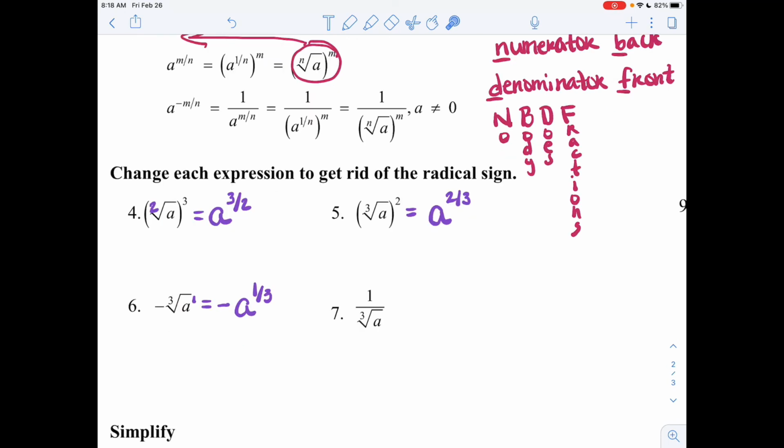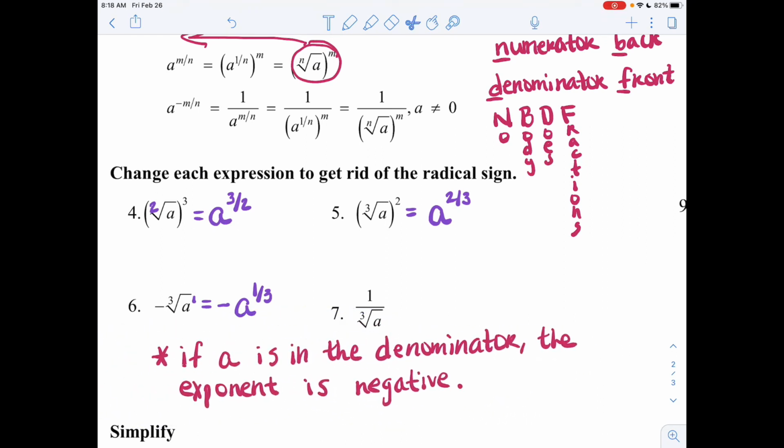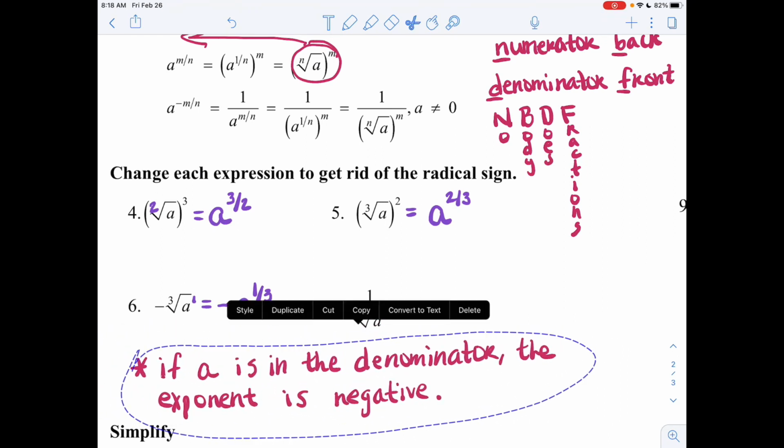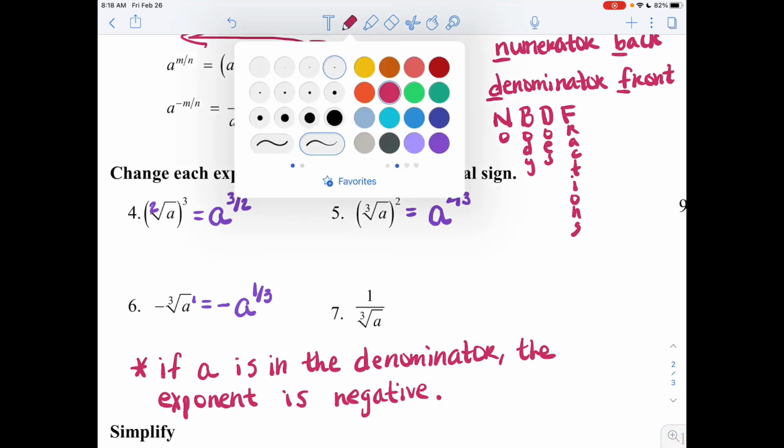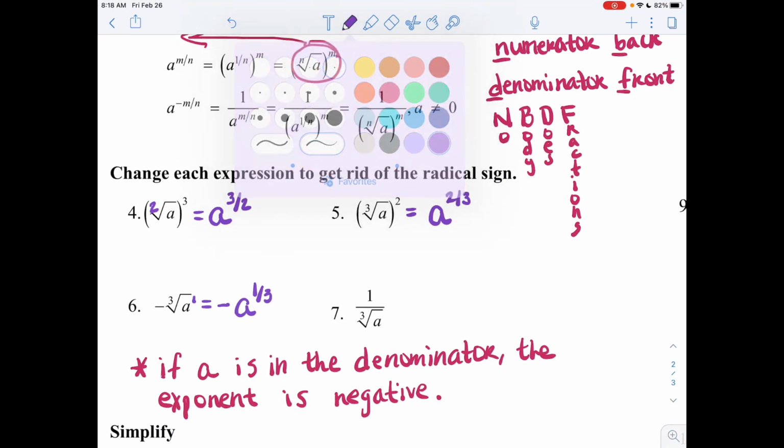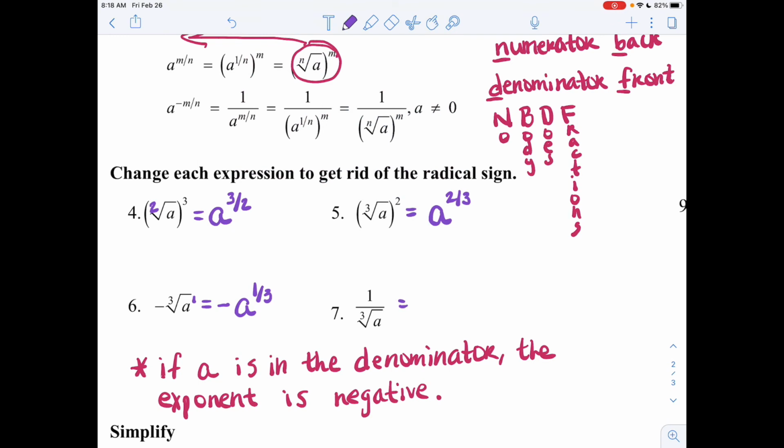Again, whatever our exponent is here gets placed in the numerator, and whatever our index is gets placed in the denominator. Whenever we see the radical in the denominator, well, that just means that our exponent is going to be a negative, just like this example up here. So let's make ourselves a note to that effect. Let's say that if a is in the denominator, the exponent is negative. We know that we need a negative exponent. Let's decide what that exponent needs to be.